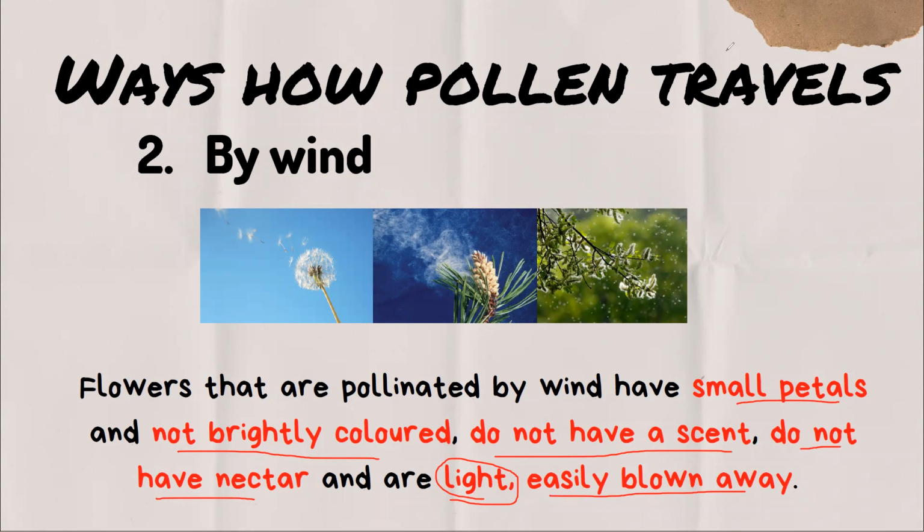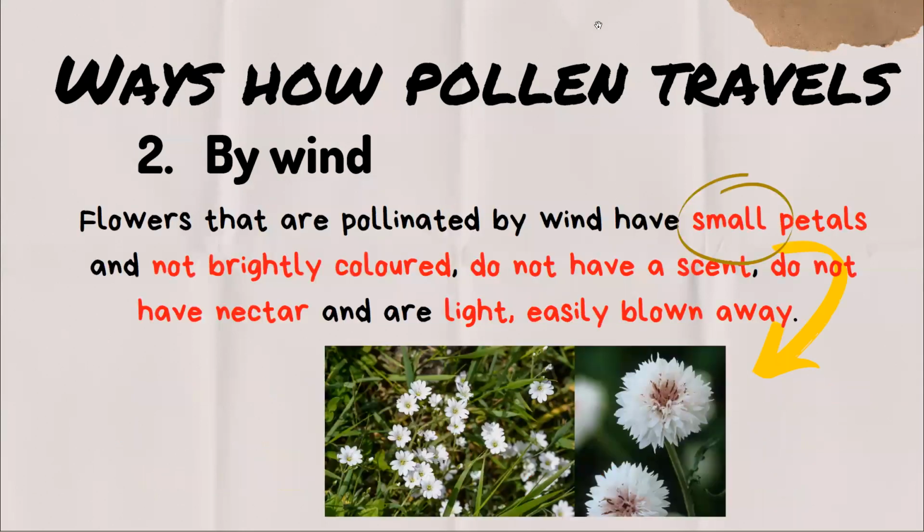Let's dissect it one by one and try to understand each of them. By wind: flowers that are pollinated by wind must have small petals. In this picture, I've attached flowers that have small petals. These are examples of flowers that have small petals. They must have tiny petals because they are the opposite of how pollen travels by animal. I think this is easy, right? Shall we proceed? Good.